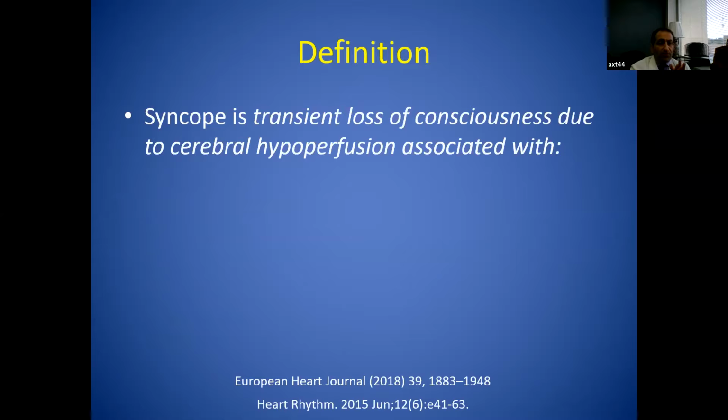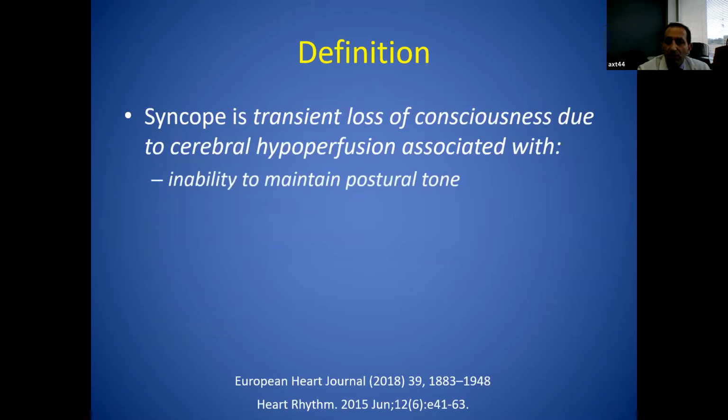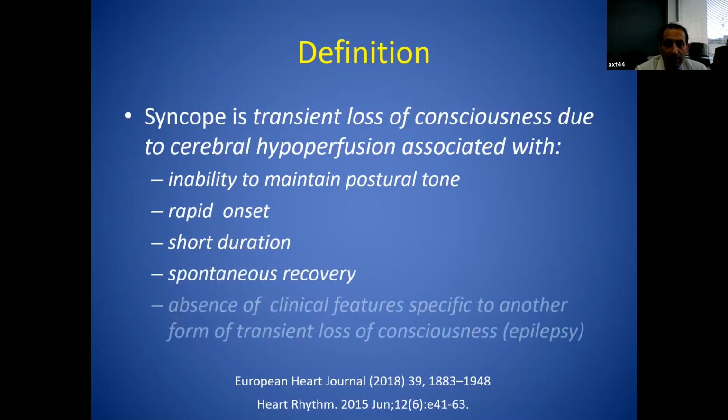syncope. So first, definition: syncope is defined as transient loss of consciousness due to cerebral hypoperfusion, and it's usually associated with inability to maintain postural tone. It has a rapid onset, short duration, and spontaneous recovery. And it's usually in the absence of any clinical features that are specific to another form of transient loss of consciousness, like epilepsy or some other condition.